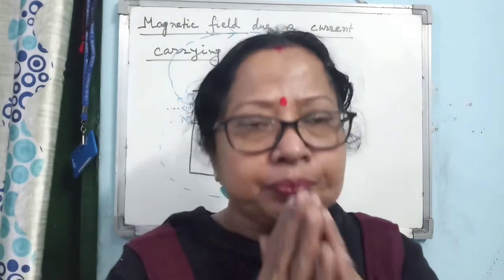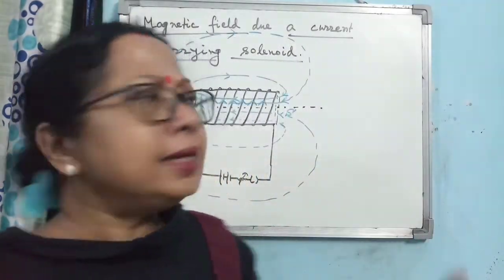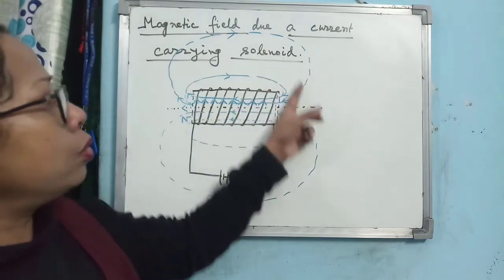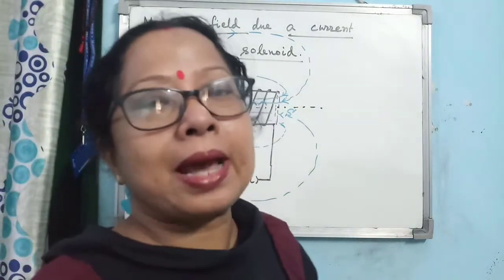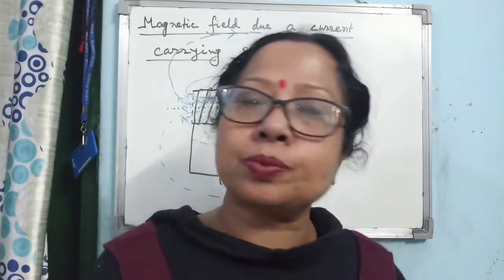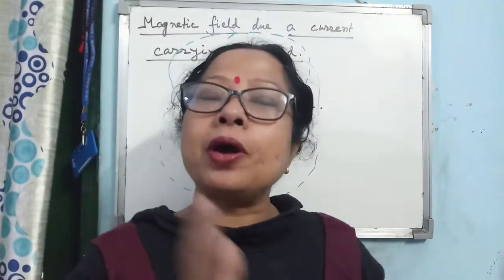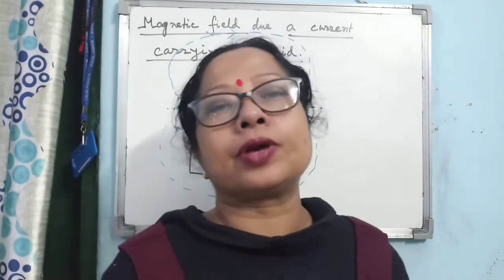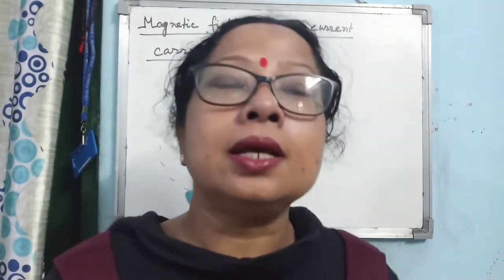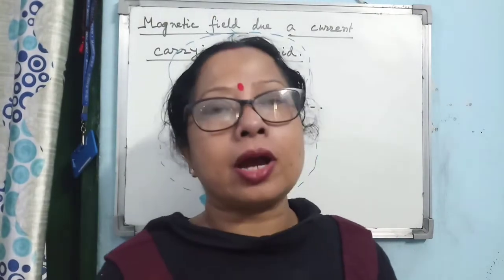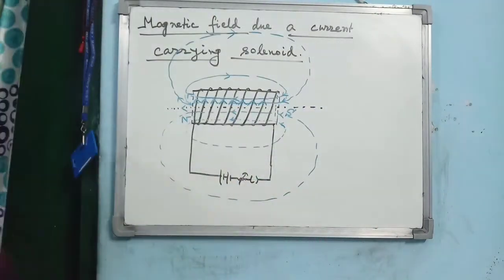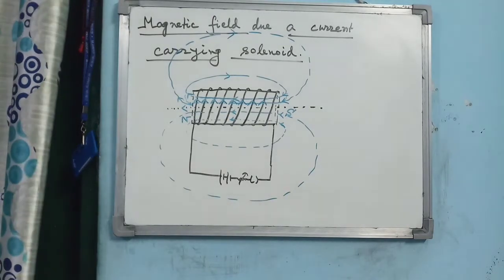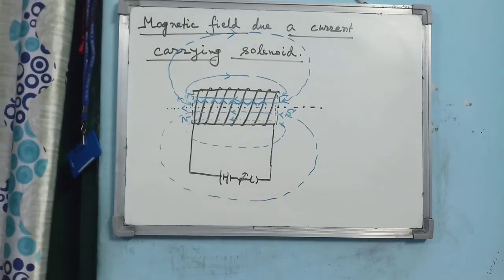That's why the lines of force due to a current carrying solenoid look like a bar magnet's magnetic field. This is the next point you have to remember. Another point regarding the solenoid is that if you reverse the direction of current in the solenoid, then the magnetic field gets reversed. So that's all about the magnetic field due to a current carrying solenoid.